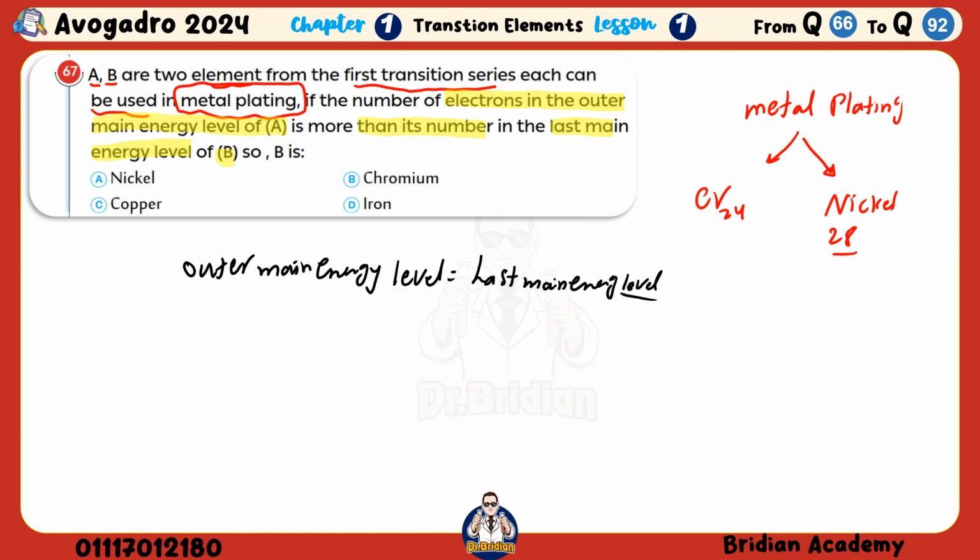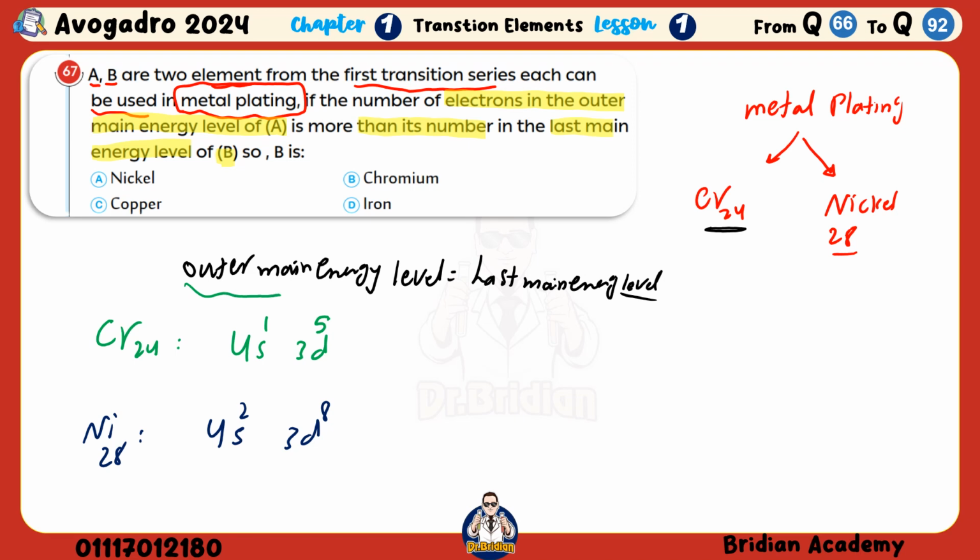So firstly, you should write the electron configuration for chromium and nickel. Chromium 24: the electron configuration will be argon 18 4s1 3d5. Nickel 28: the electron configuration will be argon 18 4s2 3d8. You should focus on one thing.